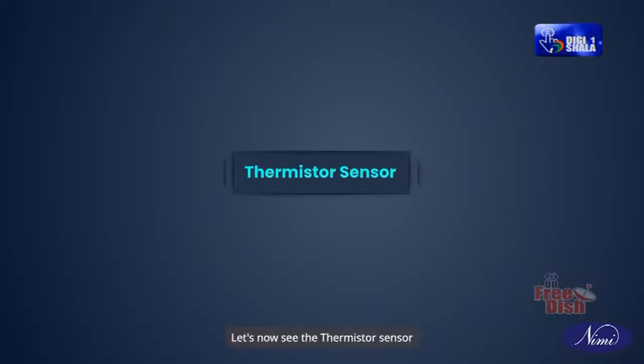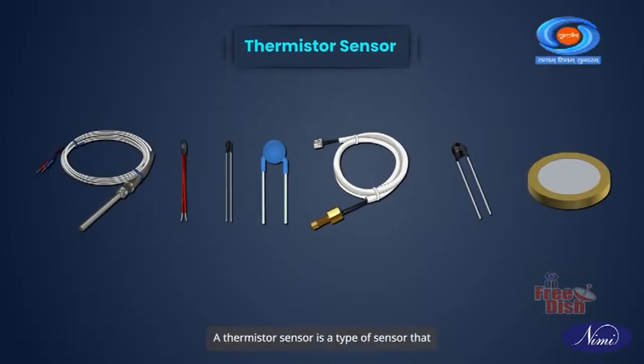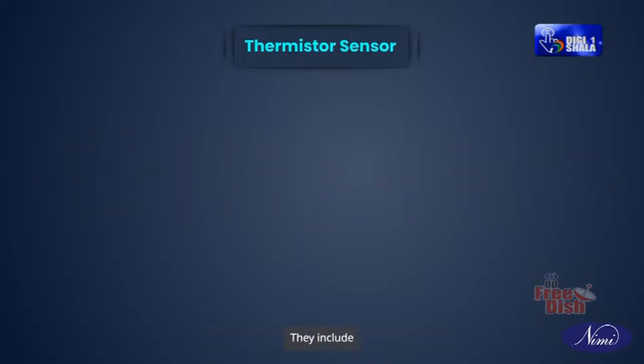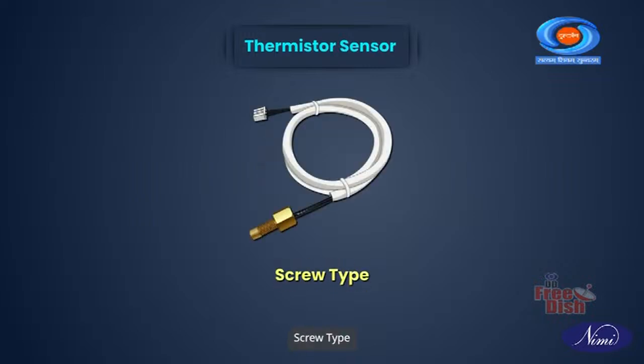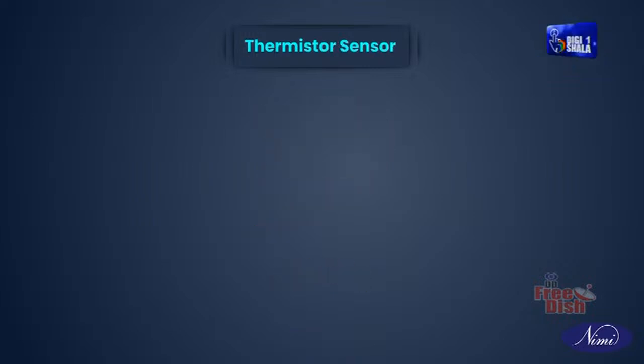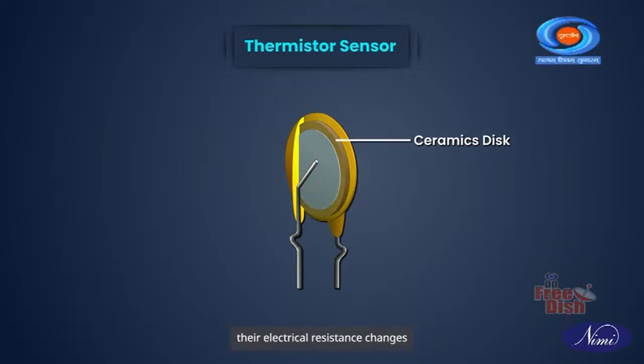Let's now see the thermistor sensor. A thermistor sensor is a type of sensor that utilizes a thermistor, a temperature-sensitive resistor, to measure temperature changes in its surroundings. They include bead type, probe type, disc type, and screw type. Thermistors are made of semiconductor materials such as ceramics or polymers, and their electrical resistance changes significantly with temperature variations.